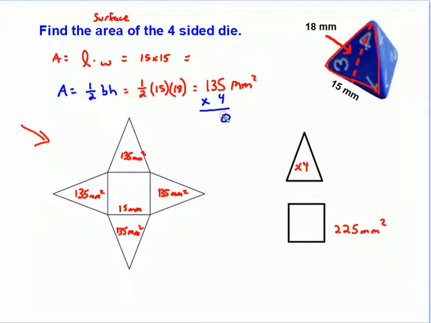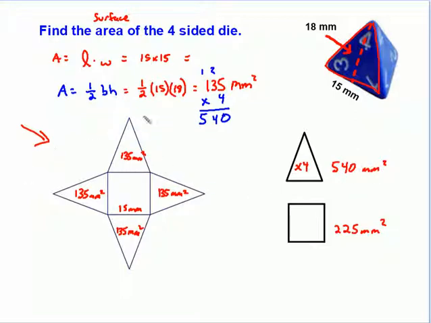I'm going to multiply 135 by 4. 5 times 4 is 20. Carry the 2. 4 times 3 is 12, plus 2 is 14. Carry the 1. 4 times 1 is 4, plus 1 is 5. 540. So all 4 of those triangles together are 540 millimeters squared.